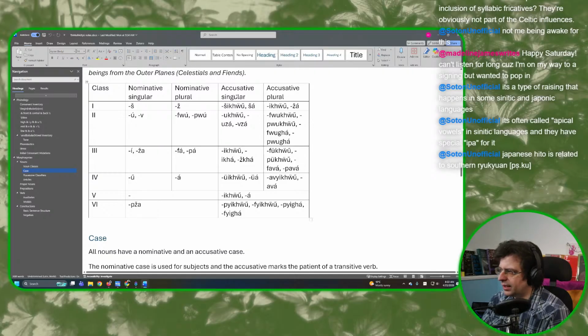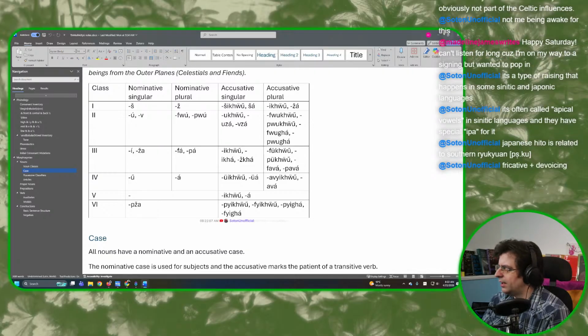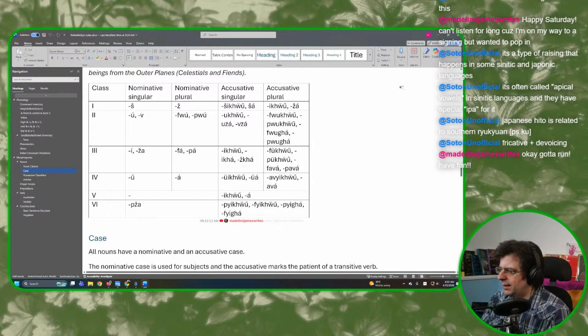I do like that we ended up with a lot of variation in our endings while still keeping it small enough that all of our classes get preserved. As we get into the Elvish languages, if I develop them to any degree, we're probably going to end up with the class system collapsing.